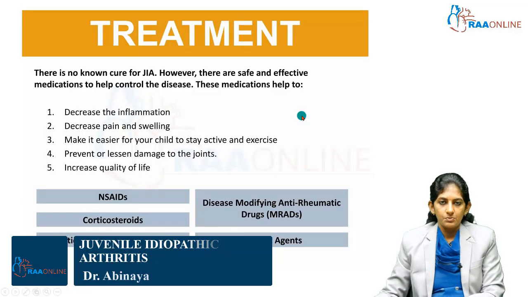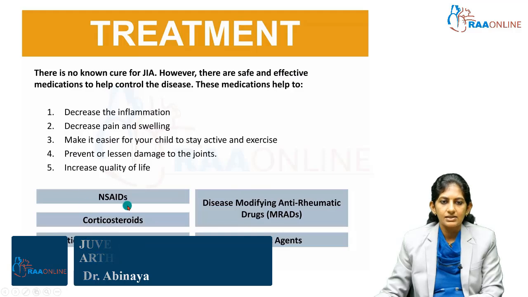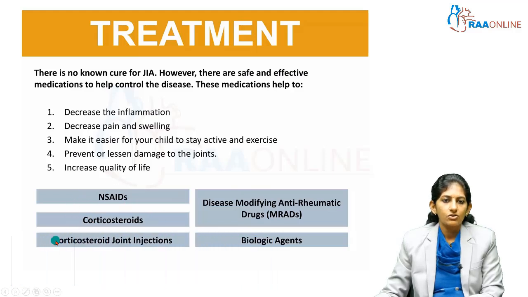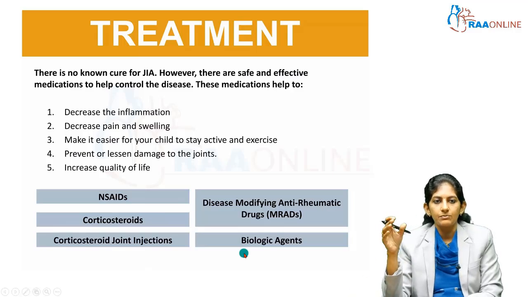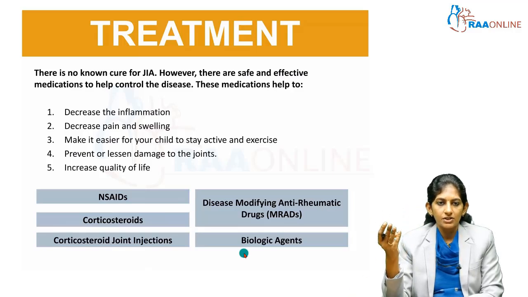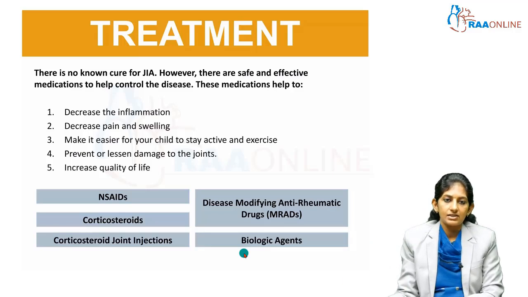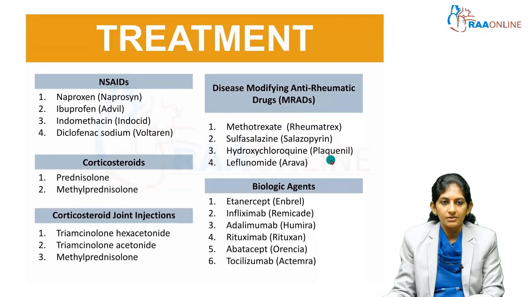So coming to the treatment, multimodality treatment again. Starting with NSAIDs, corticosteroid joint injections, DMARDs and biological agents. Basically, our aim should be to decrease the inflammation, decrease the pain and decrease the swelling, and we should keep the child mobile, active and encourage physical therapy and exercises. Increasing quality of life should be the aim of treatment in JIA children.